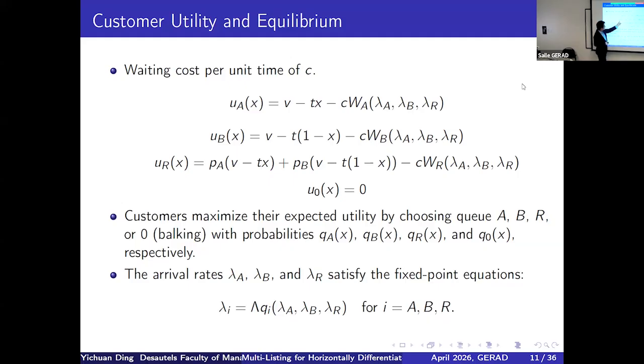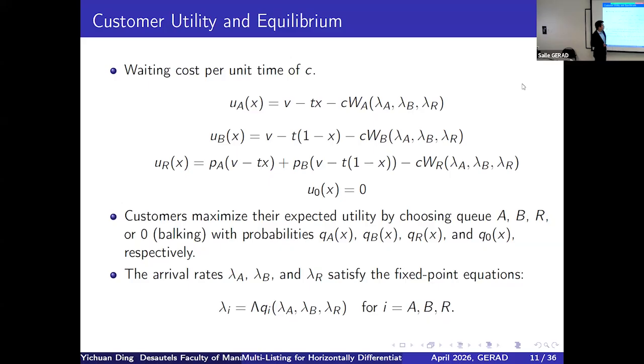If you choose QB, then it's T times 1 minus X. So if X is 0, your utility of choosing A will be the maximum, V. And the utility of choosing B will be V minus T, which will be the smallest, right? So we use this term to capture the distance to either server, and then minus the waiting cost, C times the waiting time.